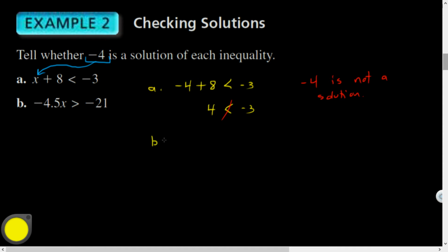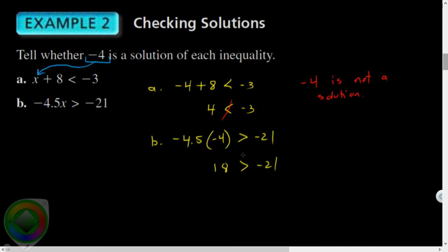All right, how about part B here? Is negative 4.5 times negative 4 greater than negative 21? Let's see, negative times negative is positive. 4 times 4 is 16, plus 4 times a half is 2. 18? Man, you're quicker than me. 18 is bigger than negative 21. Good news, everyone. That works.